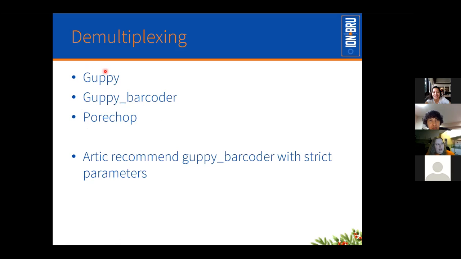For demultiplexing, Guppy can do that. Guppy barcoder can do that. This is like an extra tool. If you've already done your base calling, you can use the barcoder on it afterwards. And Porechop is a community tool, which I really like. It works very well. The ARTIC network pipeline, for the SARS-CoV-2 sequencing, has very specific recommendations for using Guppy barcoder, and those are all in the SOP.